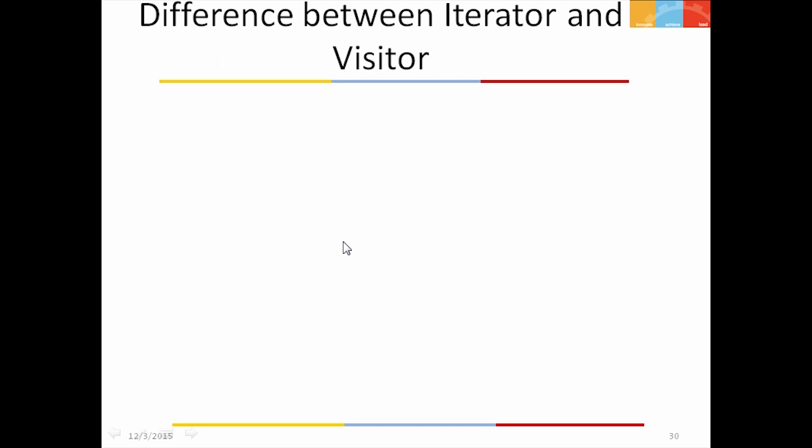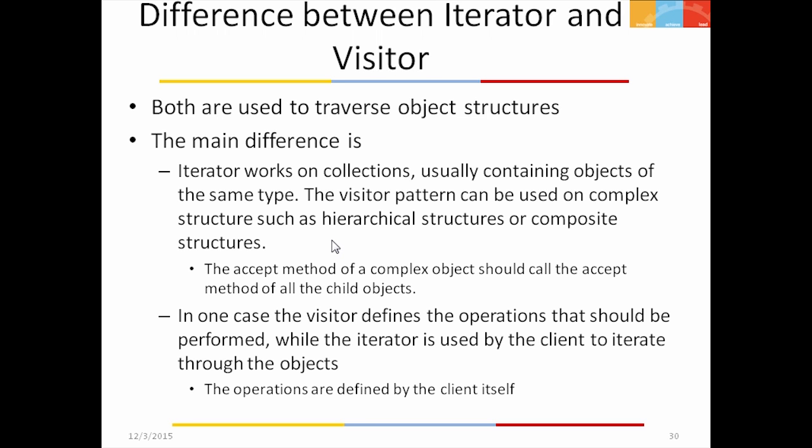What is the difference between visitor and iterator then? Both are basically traversing the object structure, but the main difference is that the iterator works on a collection. It usually iterates over the same type of objects, but visitors can actually visit different types of objects. In this example, if the shopping cart is a structure, it has book, shop, book, fish, and electronic item. These are all three different types.